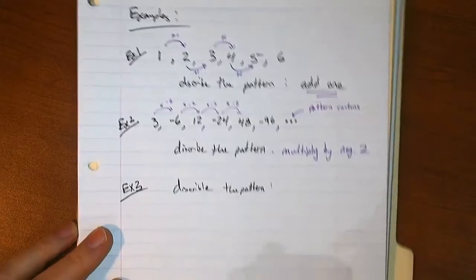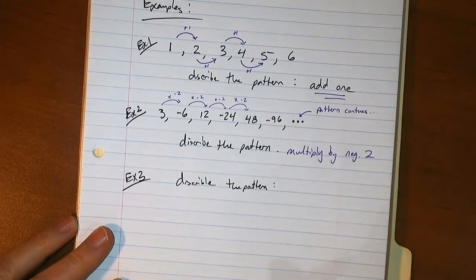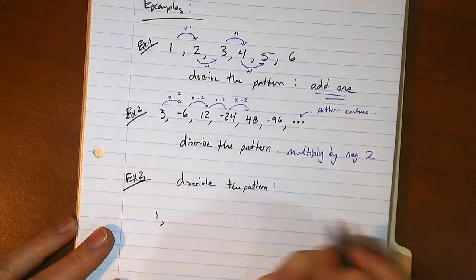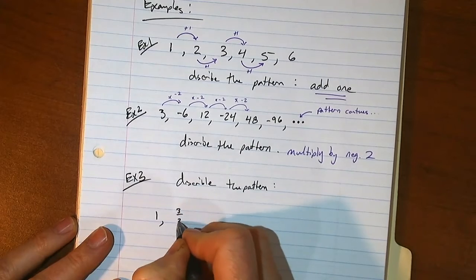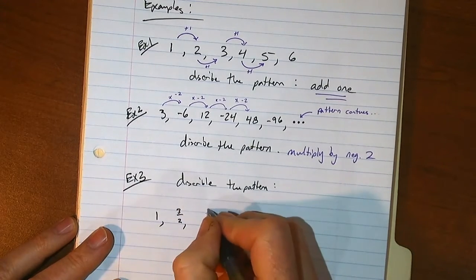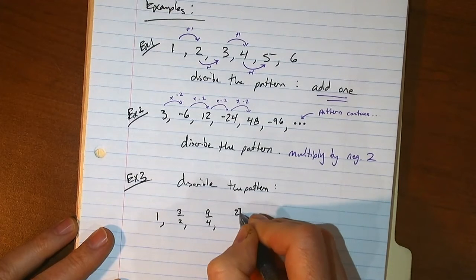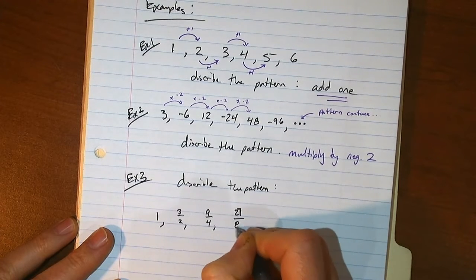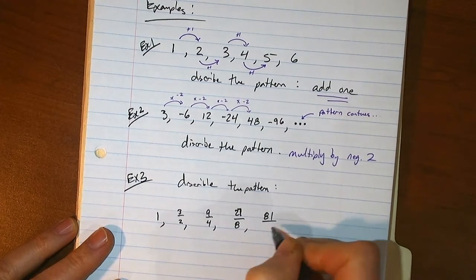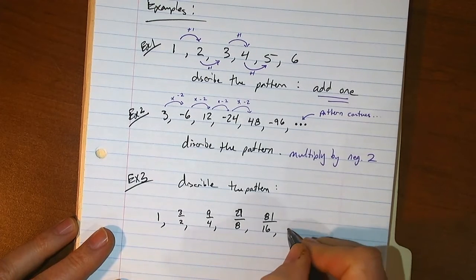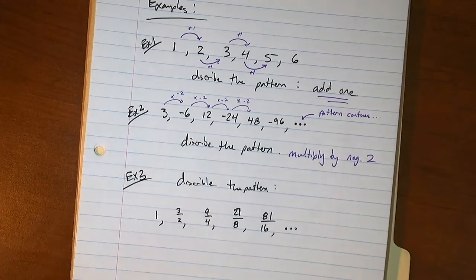Okay, so here's another example where we're describing the pattern. So let's suppose I start with 1, and then I have a 3/2, and then I have a 9/4, and then I have a 27/8, and then an 81/16, and then a ... Okay, so again, this is an example of an infinite pattern or an infinite sequence because the ... at the end tells me the pattern keeps going.